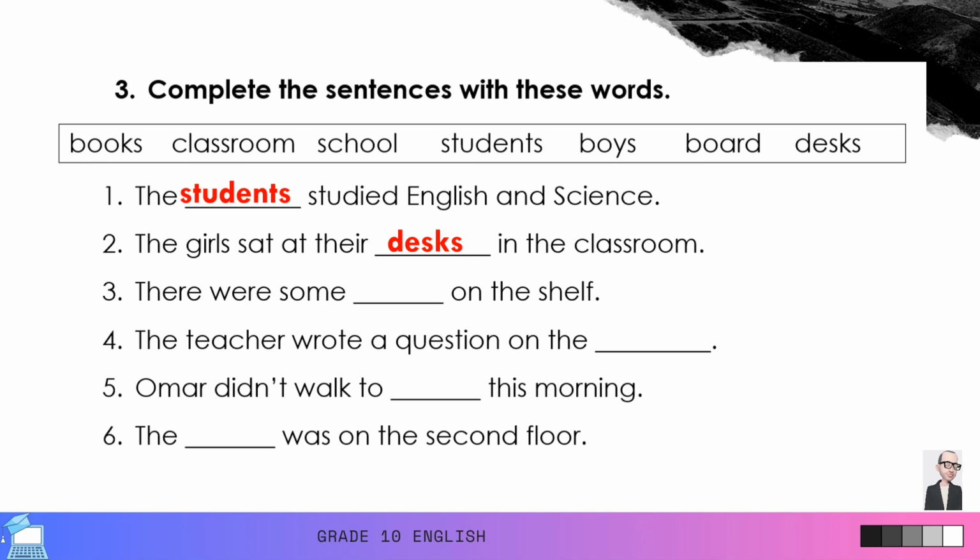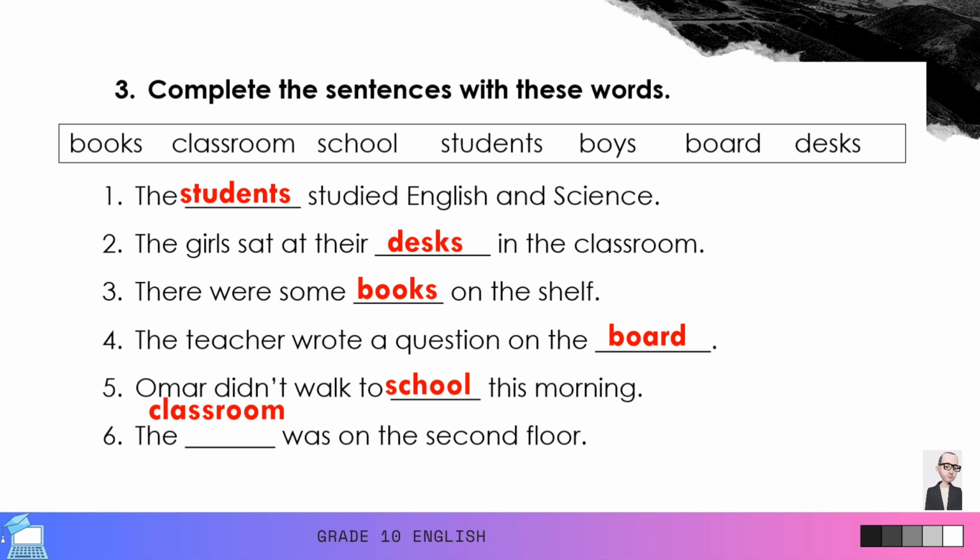It's very important to always read the ending of the sentence as well, because more often than not, that's where you will have your answer. So there were some on the shelf. So we are talking about books, bookshelves. The teacher wrote a question on the, so where do teachers normally write their questions? On the board, in the old days at least. Omar didn't walk to school this morning, and the something was on the second floor. The classroom was on the second floor.